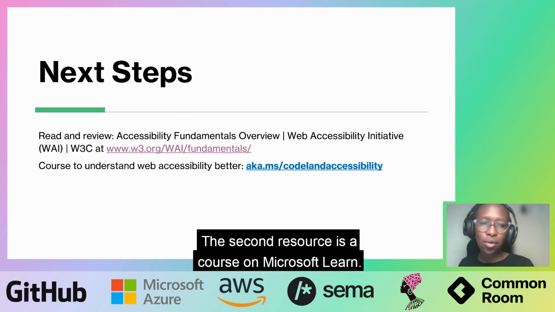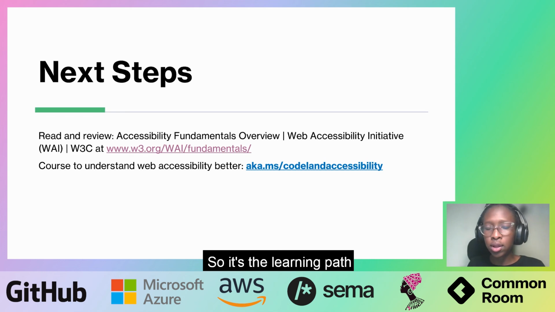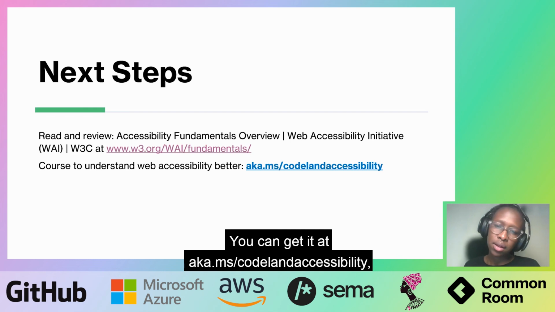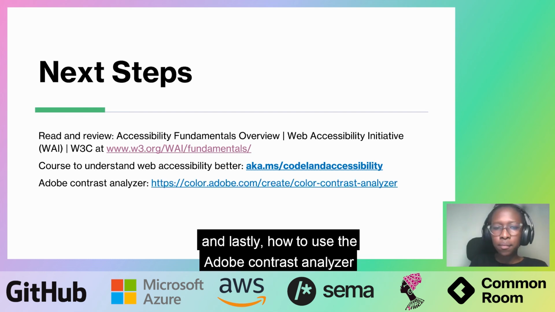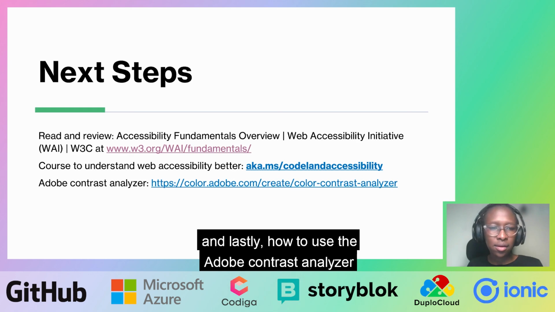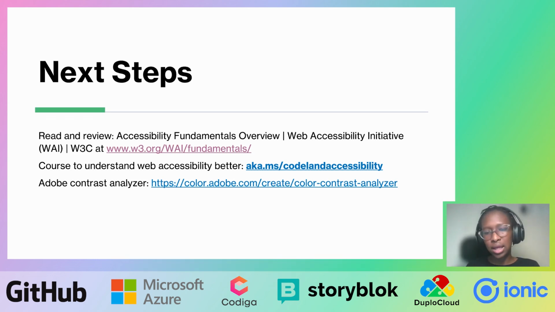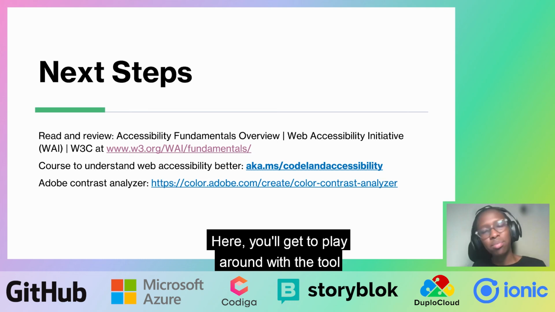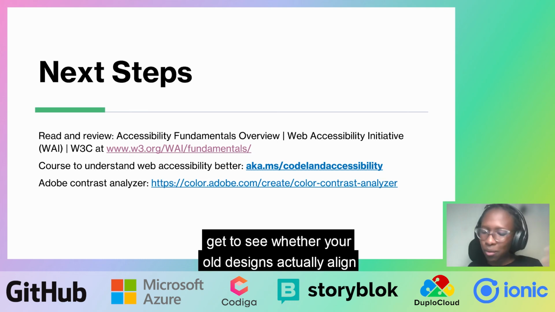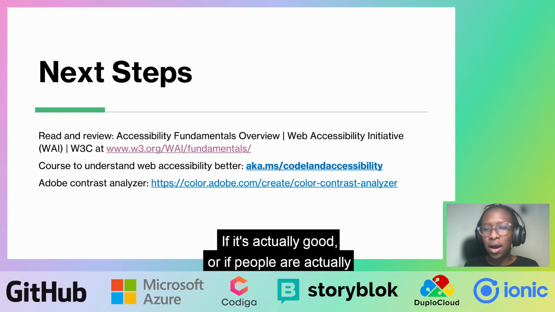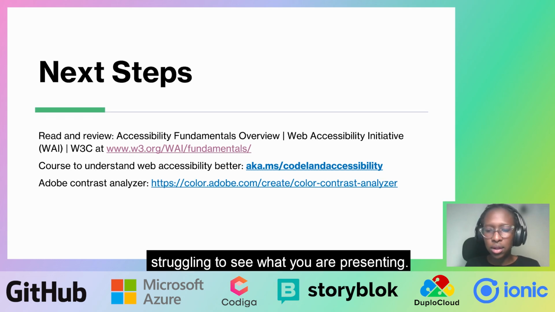The second resource is a course on Microsoft Learn. So it's a learning path on different areas around accessibility. You can get it at aka.ms/Codelearn Accessibility. And lastly, how to use the Adobe Contrast Analyzer. Find it at color.adobe.com/create/color-contrast-analyzer. Here you'll get to play around with the tool, get to see whether your designs actually align with the color contrast ratio, if it's actually good, or people are struggling to see what you're presenting.